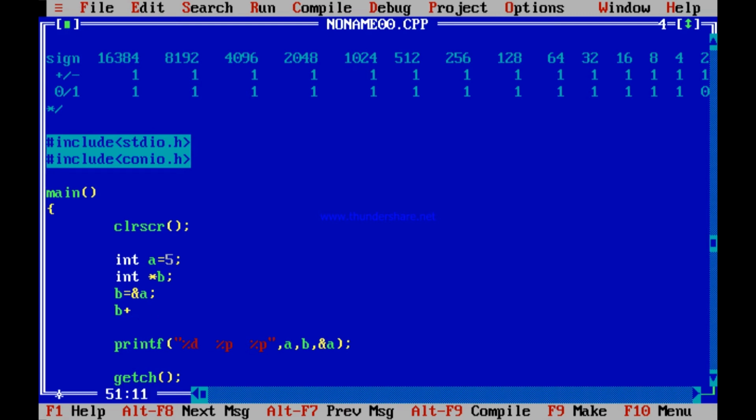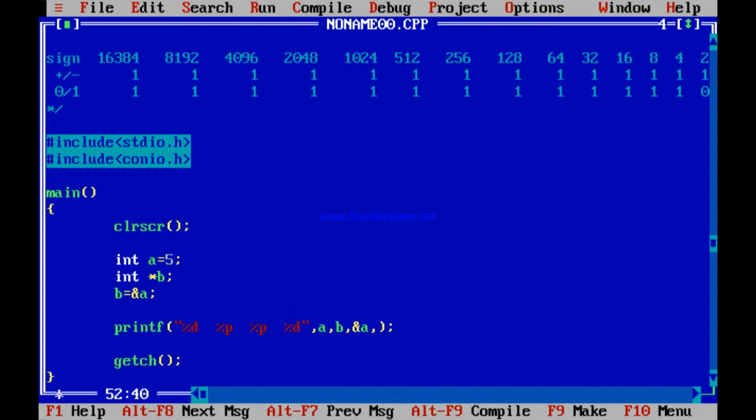Like, if you print A plus 1, what I mean to say is, suppose, now instead of this, I again print percent D, I print A plus 1. What should be printed? A is how much? A is 5. So A plus 1 is how much? 6. So you are printing percent D, you are printing 6. So A plus 1 can be printed.